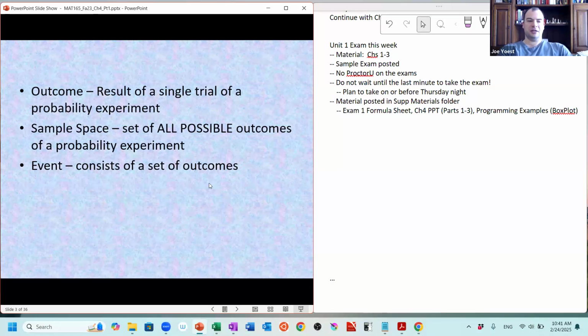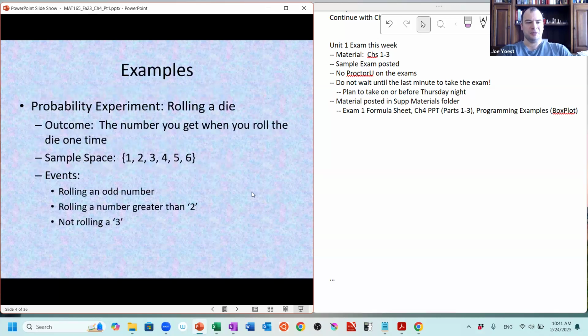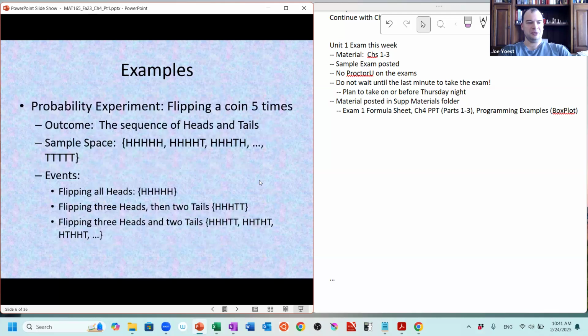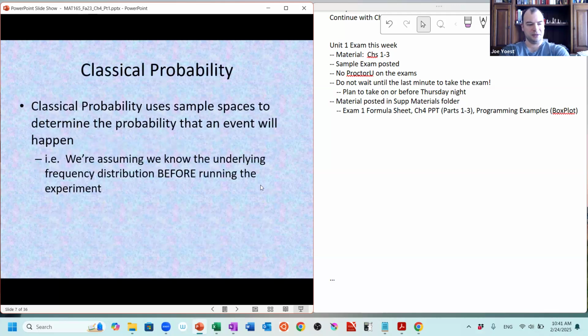And an event consists of a set of outcomes. It could be the empty set. An event could consist of no outcomes, or some of the outcomes in the sample space, or even all of the outcomes in the sample space. And we went through some examples. I'm not going to rehash these examples because I think they were gone through pretty well in the recording.